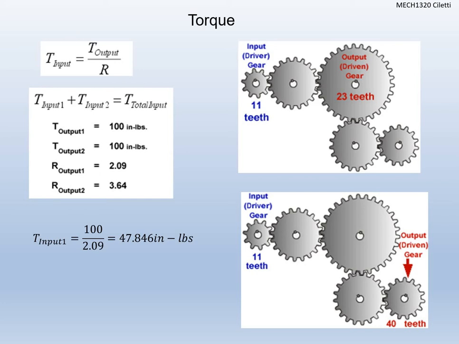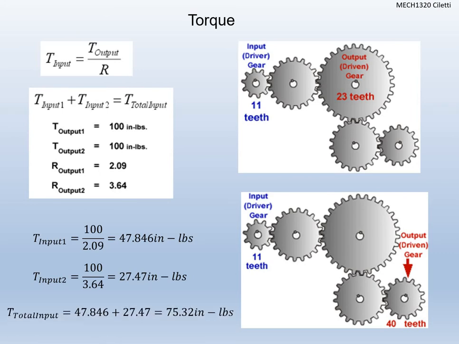So we're literally going to substitute this into the inputs. We have to find torque input 1, which is going to be just 100 divided by 2.09. Our output torque over our ratio, so we get 47.84. And then for the second one, we're going to get 100 divided by 3.64. We're just pulling the data from the table that's given in the problem. Then we're going to add these two together to get our total torque. So we're going to take 47.84 plus 27.47, and we end up getting 75.32 inch-pounds of torque. Remember, torque is rotational force.